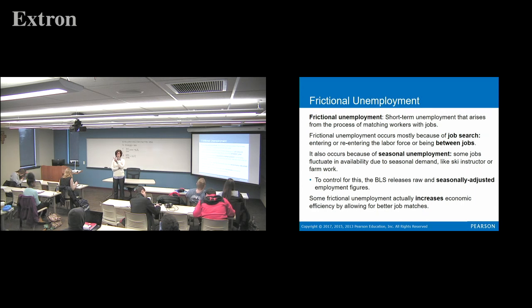All right? To control for the seasonal unemployment, when you go onto the Bureau of Labor Statistics website, they actually have two numbers they report. They adjust it for seasonality, and then there's one that they report without taking those seasonally employed people out of there.